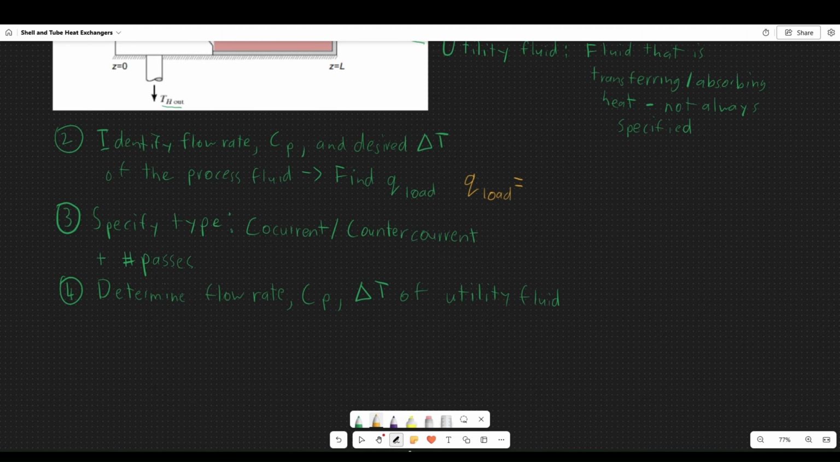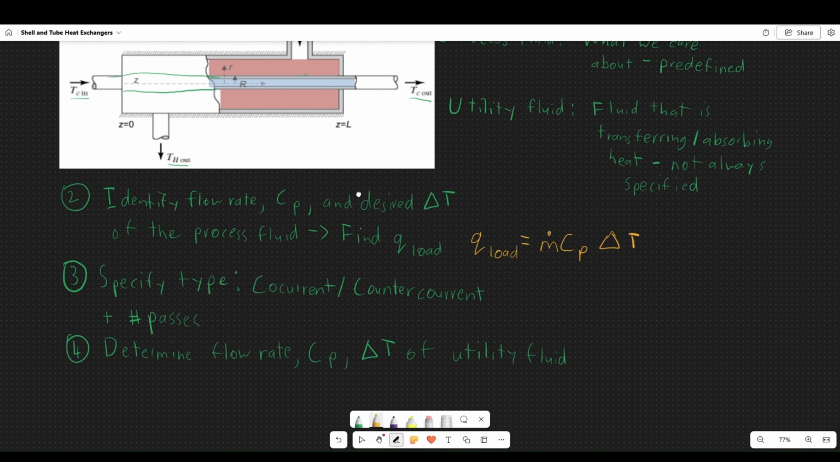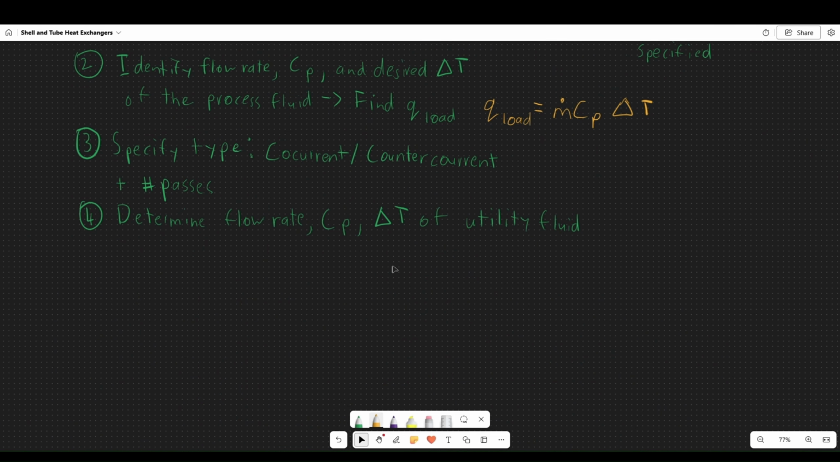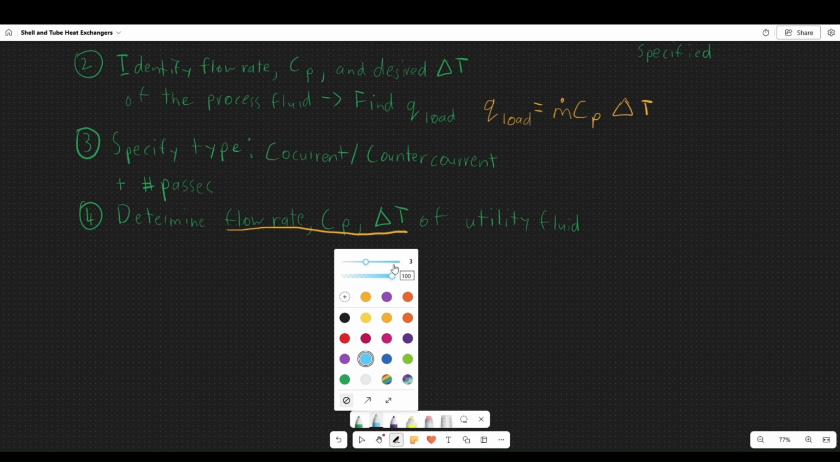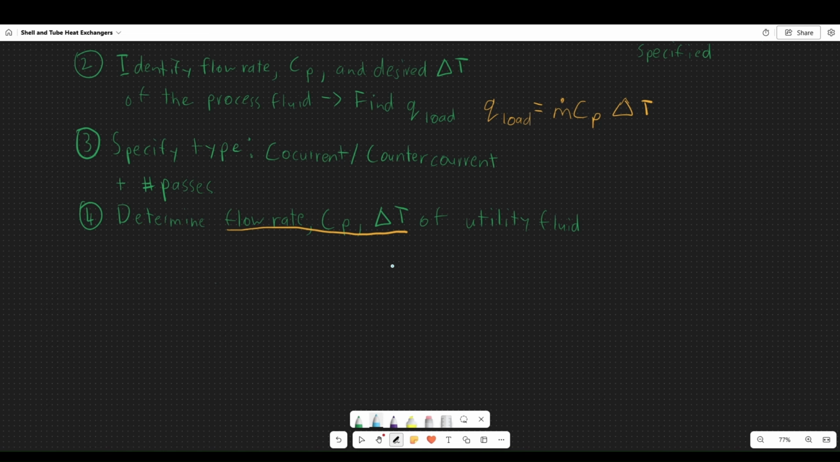That would be equal to the flow rate of the process fluid times the specific heat of the process fluid times delta T, right? So this delta T would be nothing but TC out minus TC in. So we have what Q load is, but we need to figure out what these values are, right? We need to figure out what these values are. And so we have now another equation that is equivalent to the change in energy that we're getting from the utility as well, because energy is conserved.